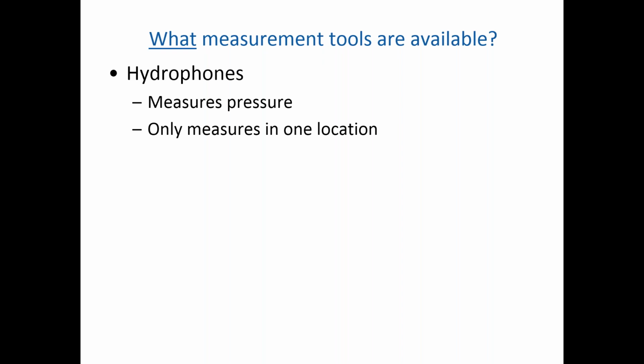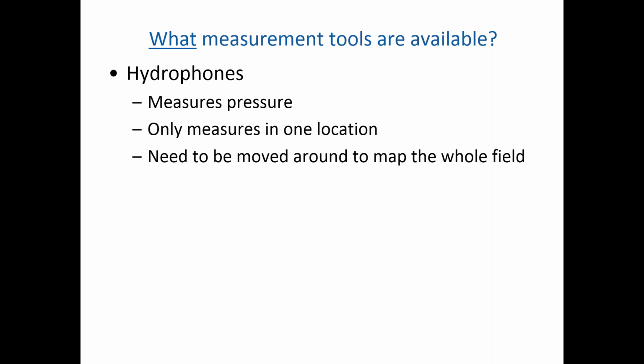So we'll now go on to look and see what measurement tools are available for someone undertaking measurements. We have hydrophones. Now, a hydrophone is a device that measures pressure, but it only measures in one location. And therefore, if we have a complex field, we may need to move that hydrophone around to map the field. And this often would necessitate some form of hydrophone positioning system.